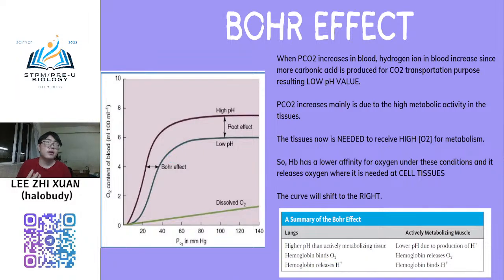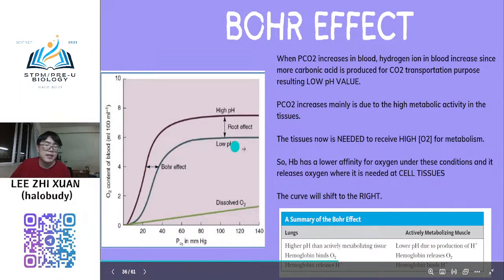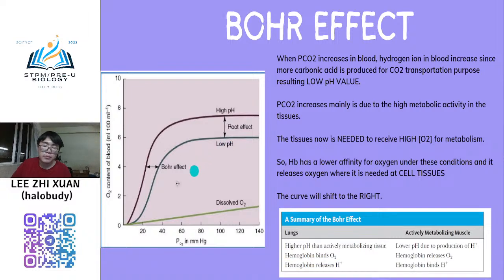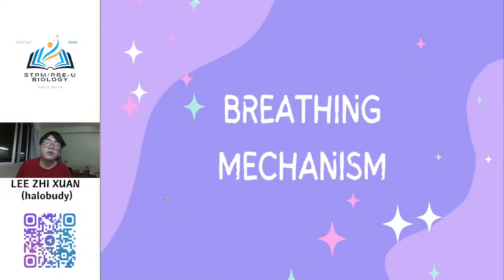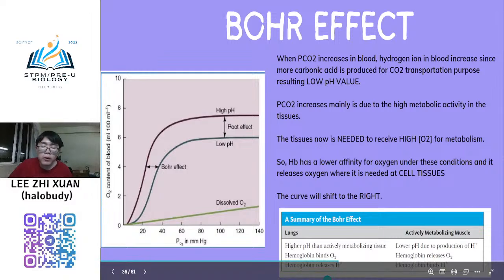You still remember the carbon dioxide transport in blood. The final product, hydrogen ion, will actually bind with the hemoglobin. That is why the curve looks like this, shifted to the right in the Bohr effect. Okay, so that's all for the Bohr effect.